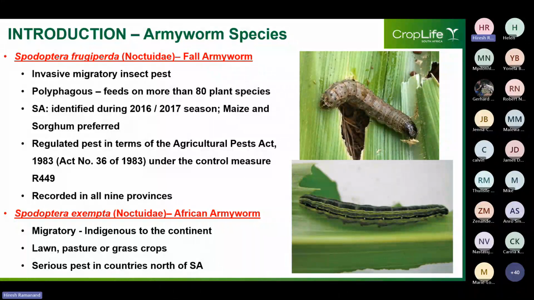Now, while the African armyworm is a migratory species like the fall armyworm, it is indigenous to the African continent. Often when it comes to this species, what many notice are large areas of lawn, pastures, or grass crops, such as maize and sorghum, covered in dense colonies of larvae. This will be expanded upon when we discuss the species' life history. In general, the African armyworm is distributed widely in sub-Saharan Africa and tends to be a serious pest in countries north of South Africa.